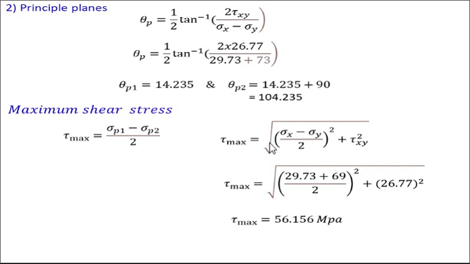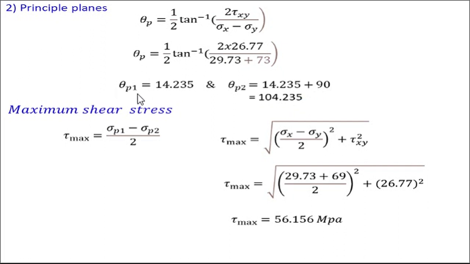As we know, the principal stresses and the principal planes are mutually perpendicular to each other. So the second principal plane is exactly perpendicular, meaning 90 degrees is added. So 14.235 plus 90 gives the value 104.235 degrees.